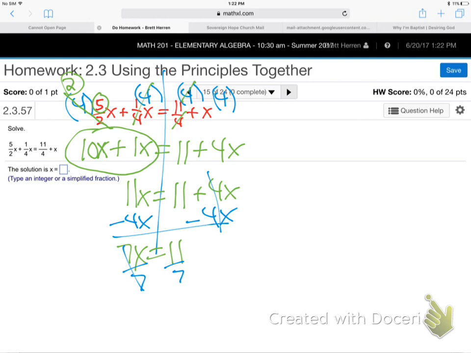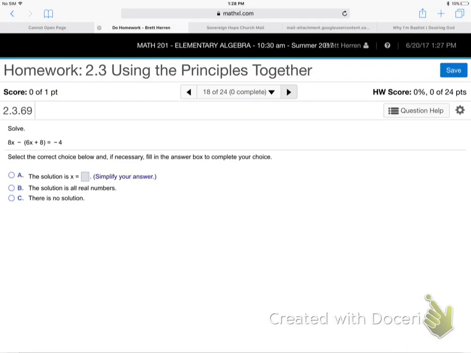2.3. Using the principles together. Okay. Well, we are sneaking up on 1:30, aren't we? So we did the worst. We did that fraction one. That's good. Let's try this one. So 8x minus parentheses 6x plus 8 is negative 4. There's the wall. So try that one. That one won't be as bad.